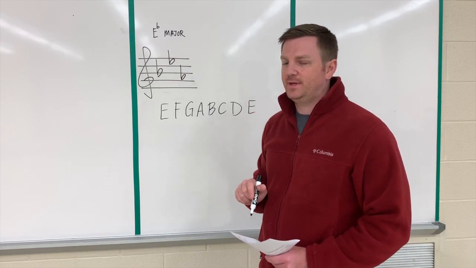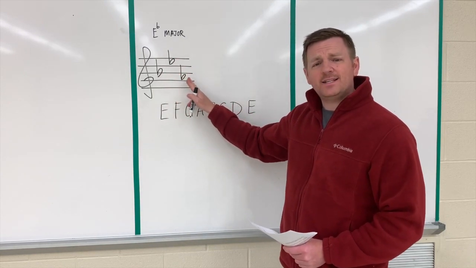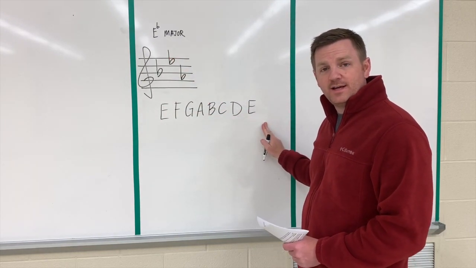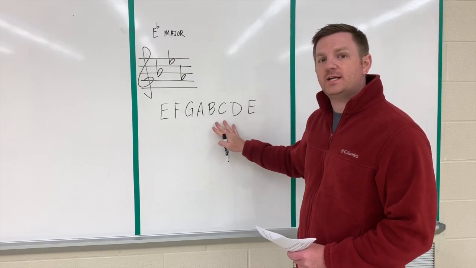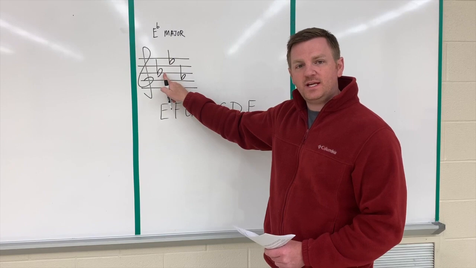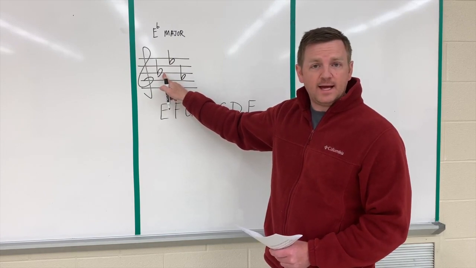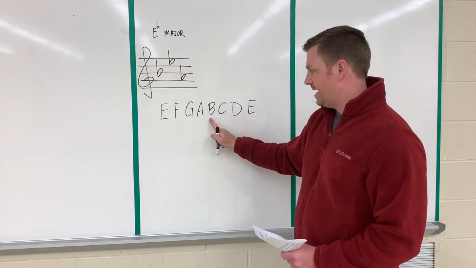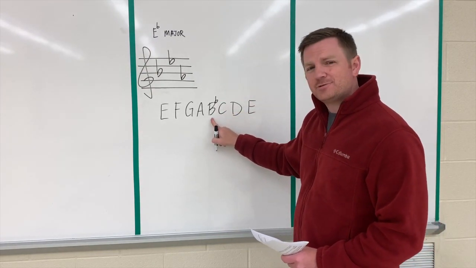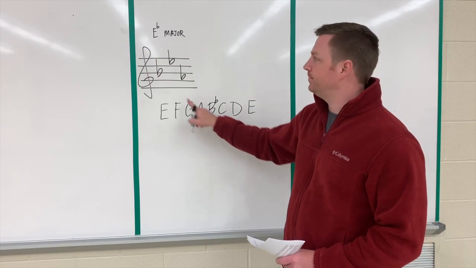Step 2, take the accidentals within your key signature and apply them to all of the letter names of this major scale that you just created. The first accidental you see in this key signature is a B flat. So take your flat sign and apply it to the B letter name. B natural now becomes B flat.